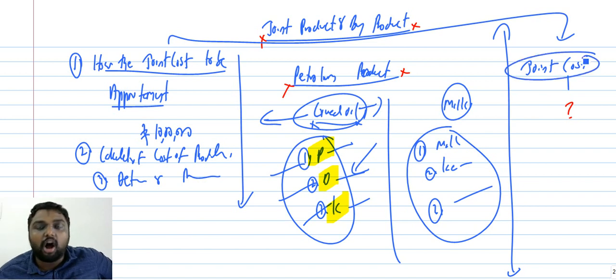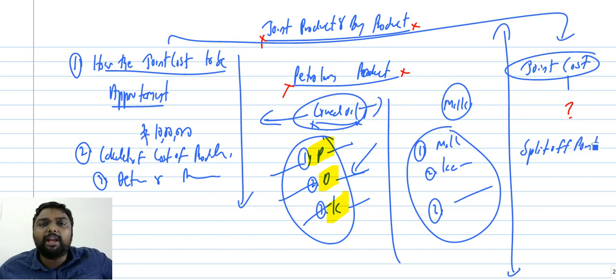This joint cost you will incur up to the point where the product gets its individual identity. What is the meaning of individual identity? That means each product is already in a separate stage. We generally call this level the split off point: the level at which the products get their individual identity.